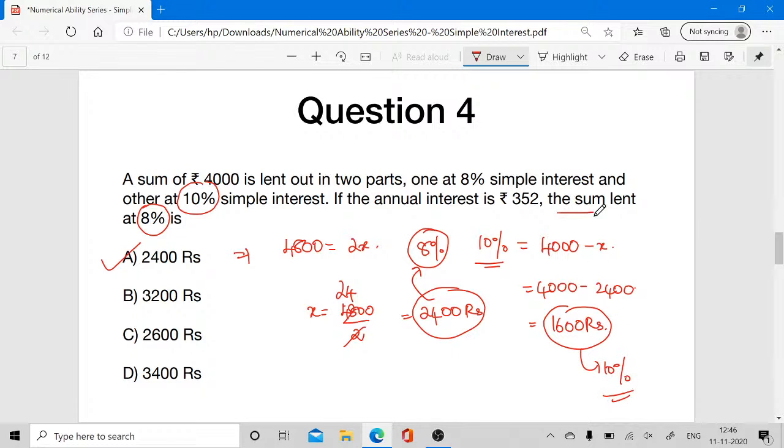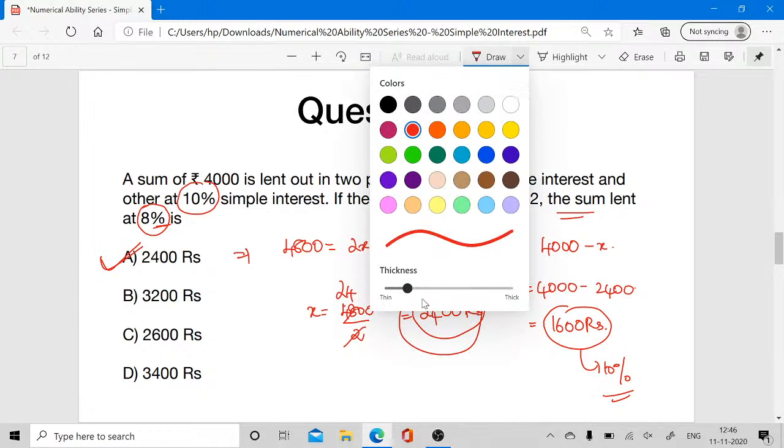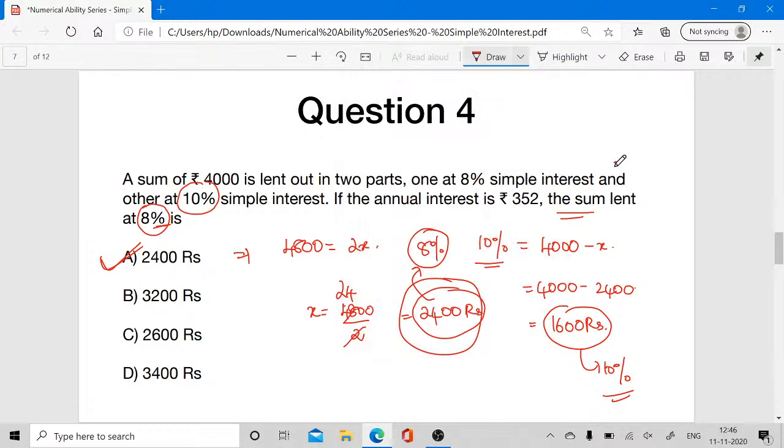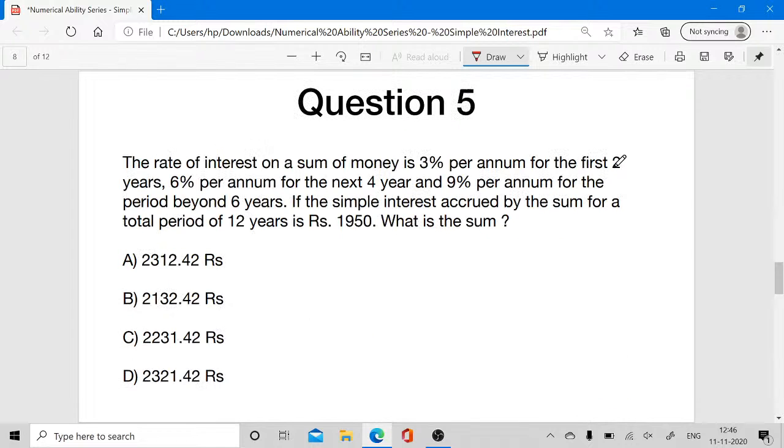What are they asking me? The sum lent at 8%, which is nothing but 2400. Option A is the right answer, right? Is it clear, people? Let us move on to the next question.